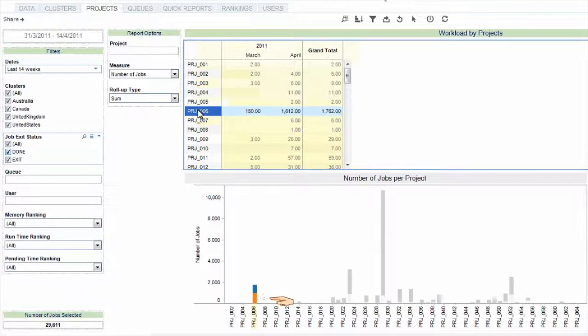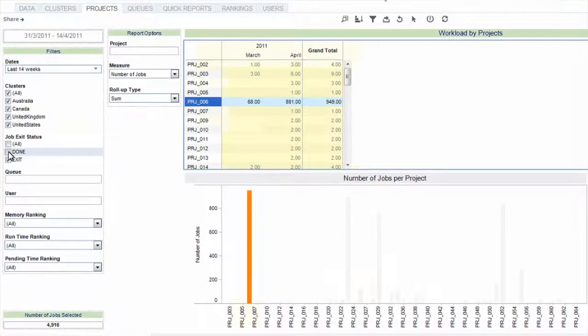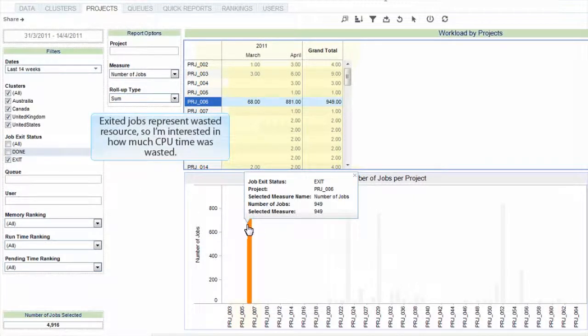The orange portion of the graph is showing me jobs that exited with an error of some kind related to the project. I'll filter on exited jobs to see this more clearly. And I'll place my mouse over the exited jobs bar. Exited jobs with significant runtime represent wasted resource, so I'm interested to see how much CPU runtime was wasted by the team working on Project 6. I'll change the measure to runtime.